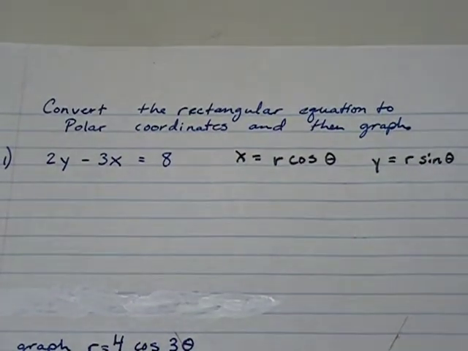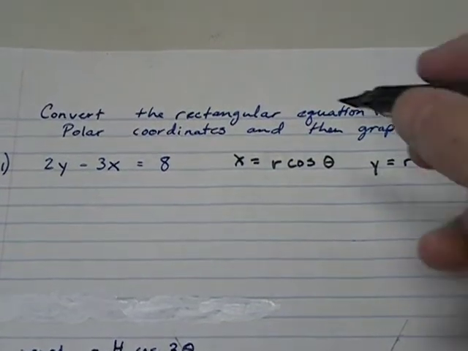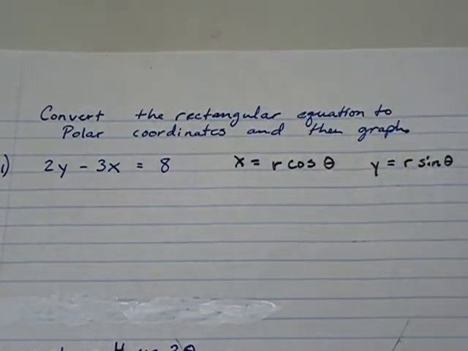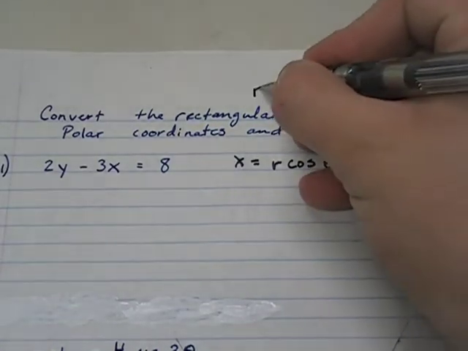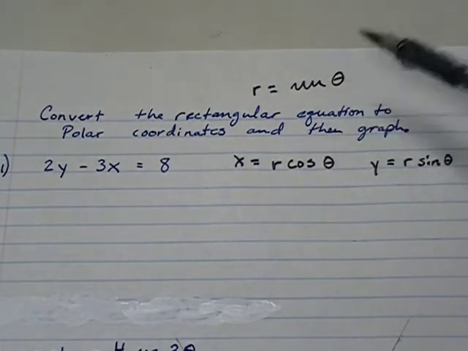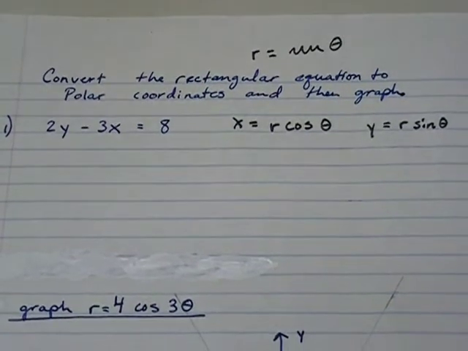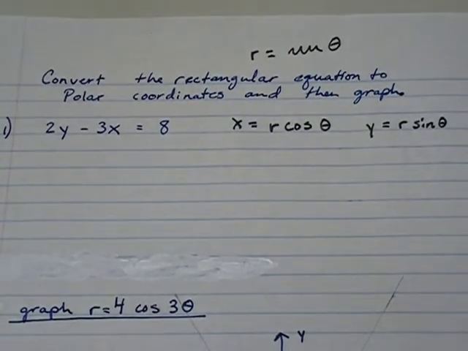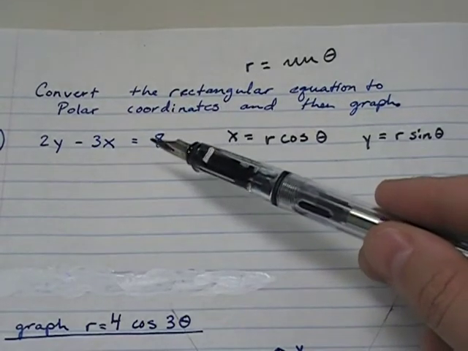Now, the goal of a polar coordinate equation is always going to be, if you look at your graphing calculator, typically you've got y equals blah. You always want y by itself, and you want the independent variable x on the right-hand side in multiple forms. Now, for polar coordinates, instead of having y in terms of x, you're going to have r in terms of theta. So it's going to be r equals blah, blah, blah theta. Okay? Now, 2y minus 3x equals 8. And we want to turn this into a polar coordinate equation.